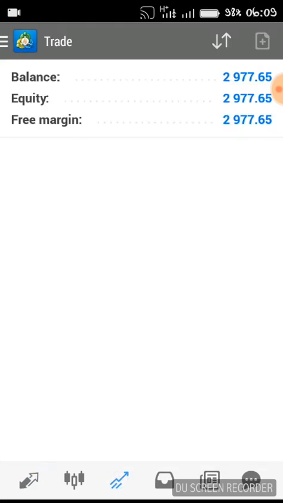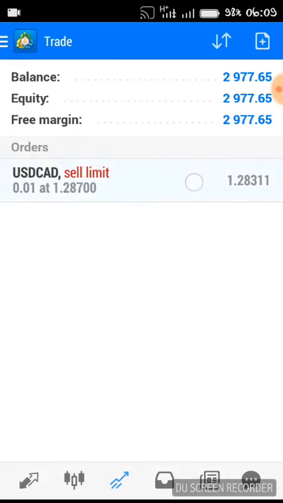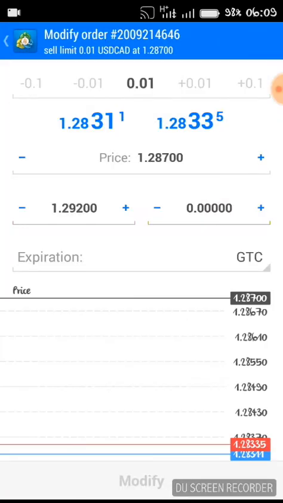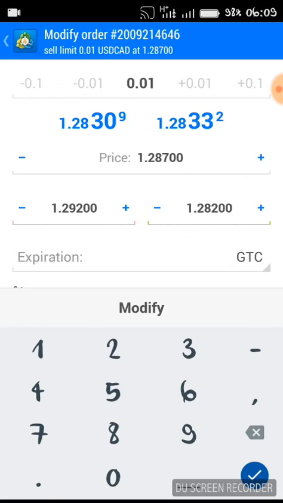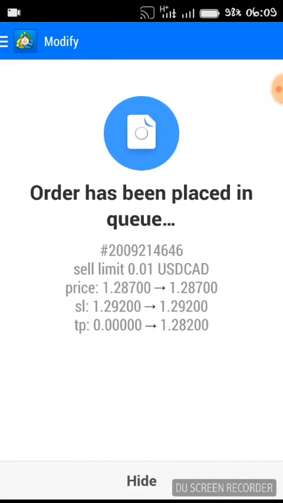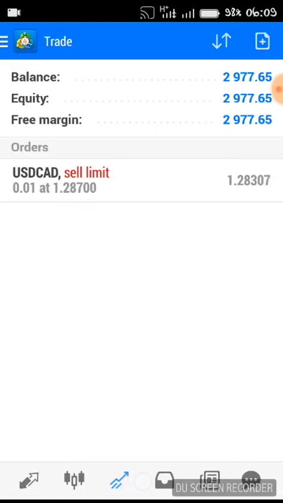Alright, okay, so I'll press and hold again, modify this and paste my take profit. I modify it. That has been set now. So now let me say I want to do the same example for take profit 2.